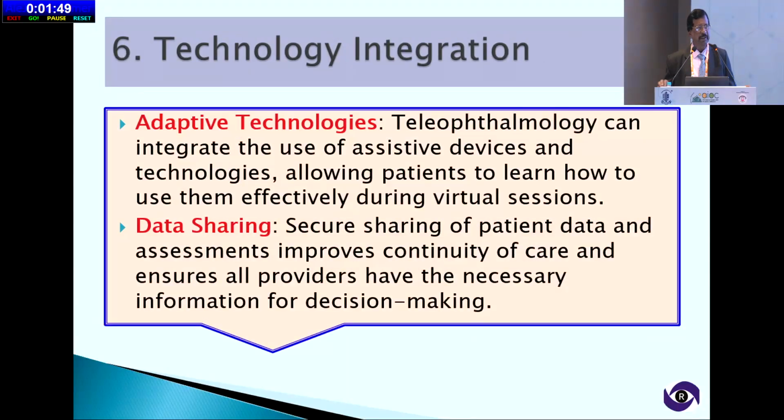So technology integration: as technology improves, newer techniques are coming up. Bionic eyes are now on the horizon. Will these bionic eyes be available to the common man sitting in a rural area? Yes, it can be possible through our teleophthalmology. Then adaptive techniques and data sharing also. You can see which area has more blind patients and which area requires low vision aids. This data sharing can be done through teleophthalmology.